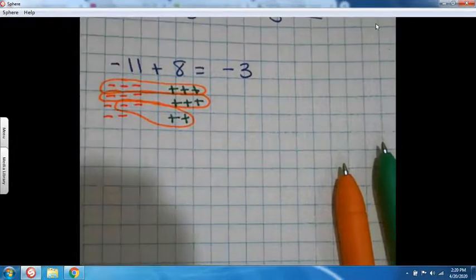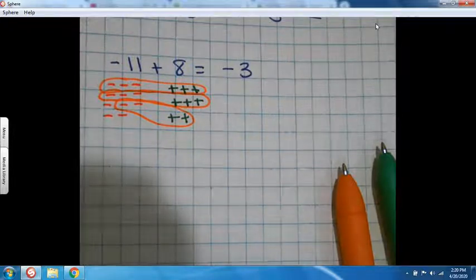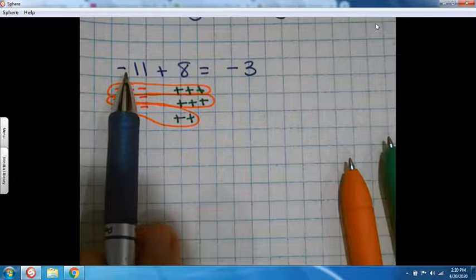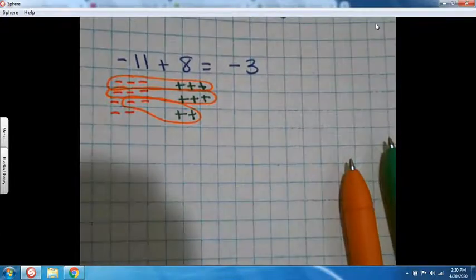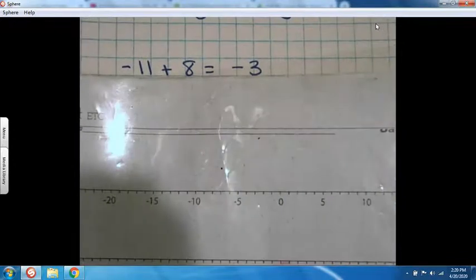Now the number line is just as easy. You have to know whether you're going to go left or right. So if it's negative, you go left. If it's positive, you go right. So let's take a look at that.